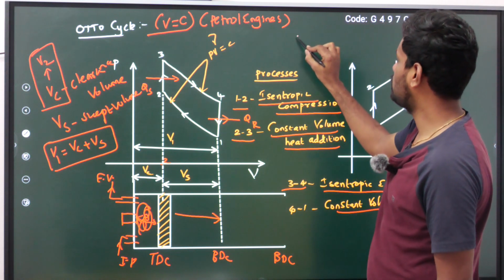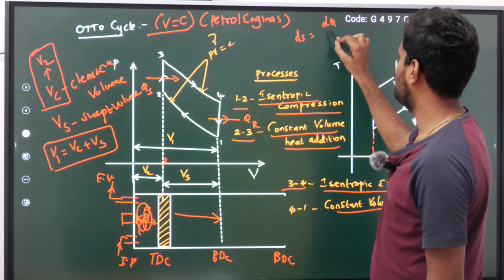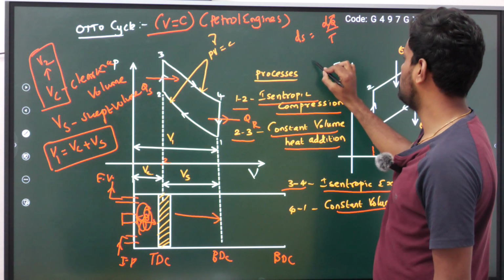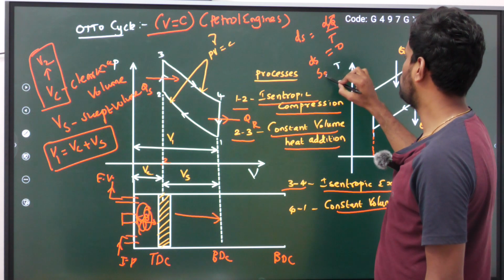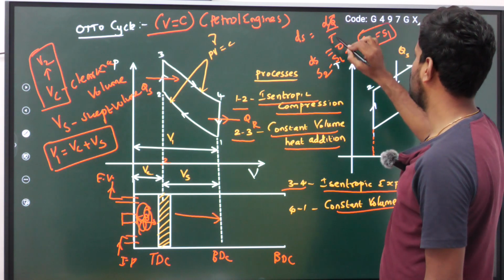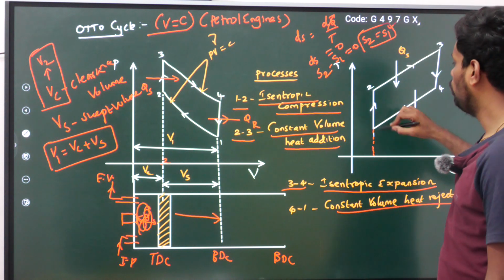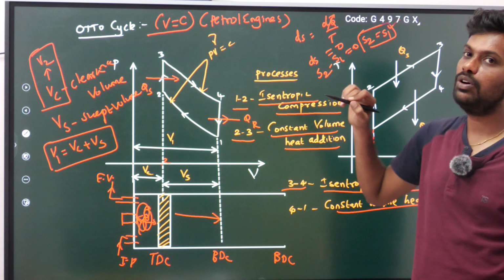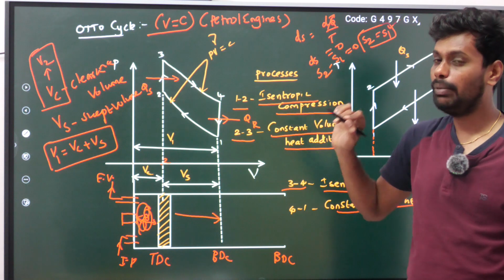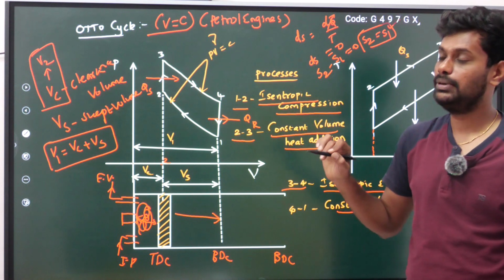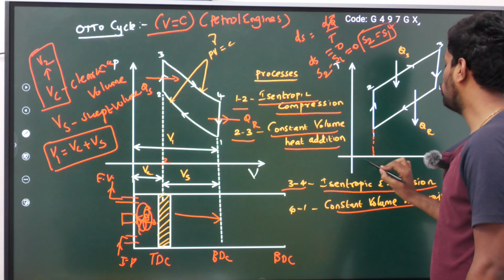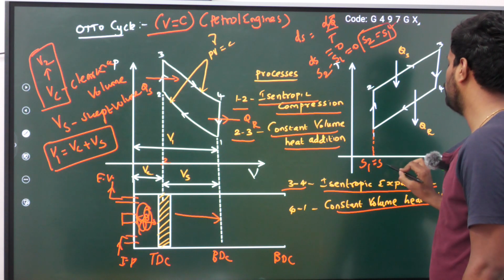What is ds? ds is equal to dq by T. When there is no change in the heat, when q is equal to 0, ds is equal to 0. ds means S2 minus S1 is equal to 0. So S2 is equal to S1. When there is no change in the heat, the entropy will be constant. So when there is no change in the heat, the type of process is isentropic or reversible adiabatic process. So I have assumed process 1 to 2 is the isentropic compression process, so the entropy is constant, which is S1 is equal to S2.